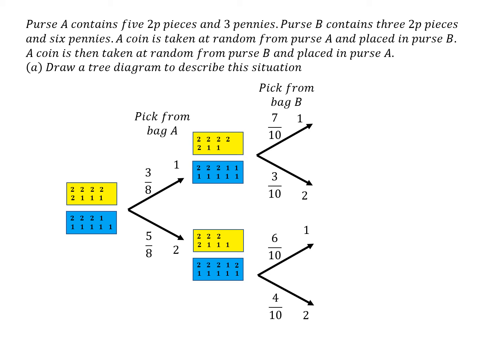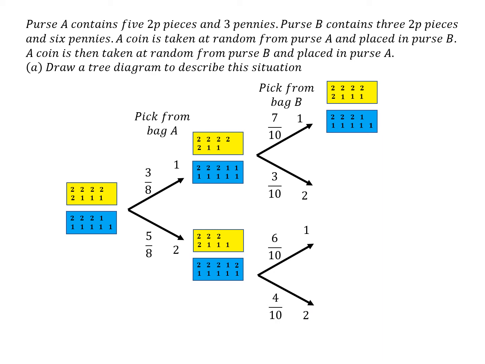Here, this bag B here, or purse B, has got 4 2p coins in it. So the probability of picking a 2p is 4/10, and the probability of picking a 1p is 6/10. But now we're going to have a look at what happens when we take that coin and put it back into purse A.